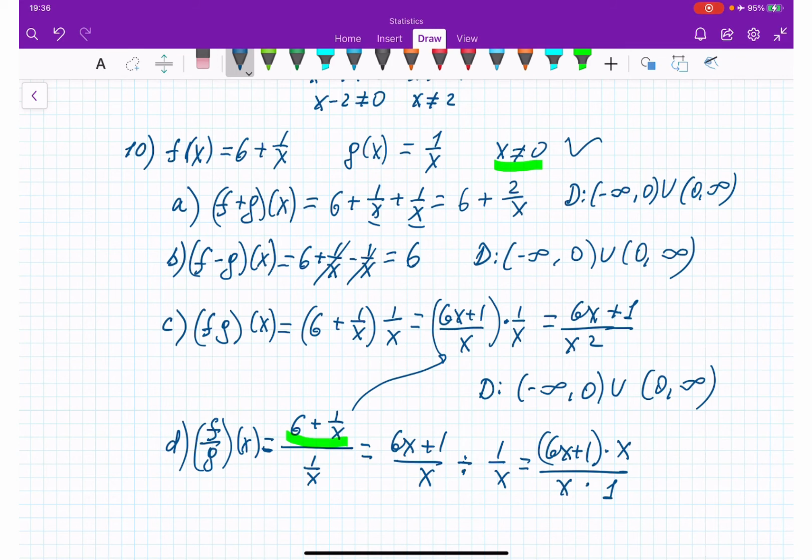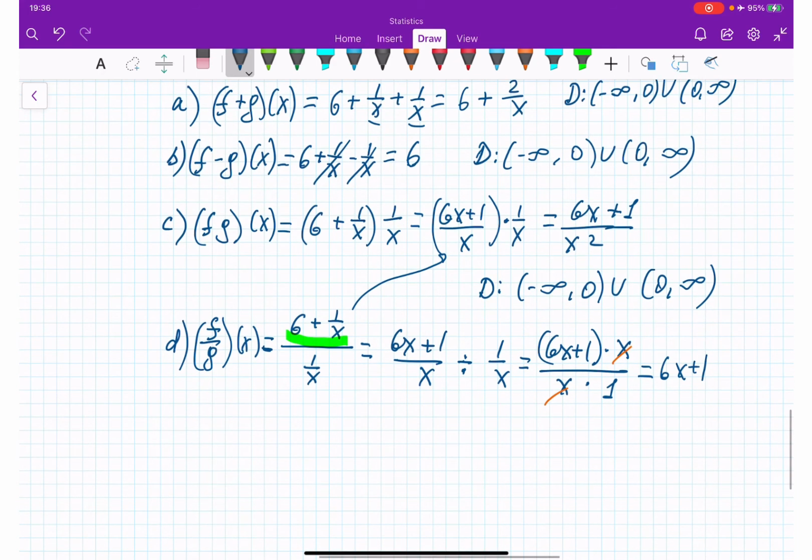Because I have division, there are two ways. You either flip the second fraction, which is 1 over x, and do multiplication, or the way I like to do: when I have division of two fractions, I do cross multiplication, which means 6x plus 1 times x, and excuse me, x times 1. All right? So x is cancelled with this x, and the result is 6x plus 1.